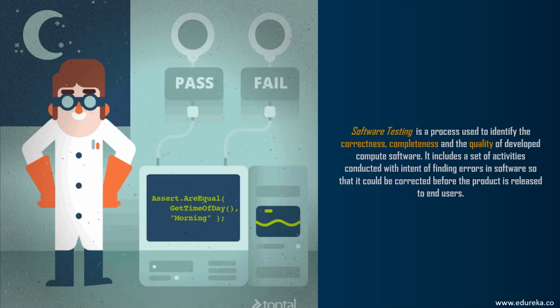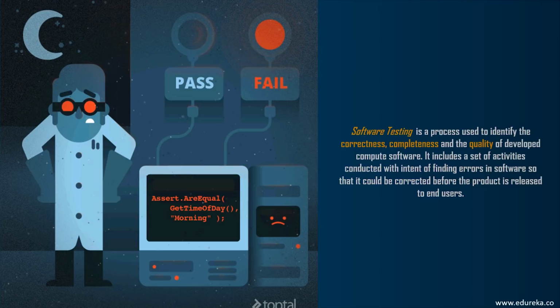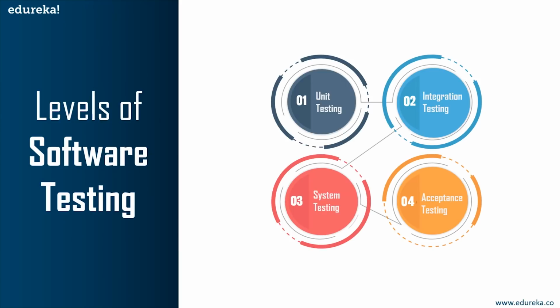So guys, there are 4 main stages of testing. You need to perform this testing, and only then can you say that your product is ready for the market. Those 4 levels are unit testing, integration testing, system testing, and acceptance testing, performed in the same order which I mentioned just now. So the first level of testing is unit testing.